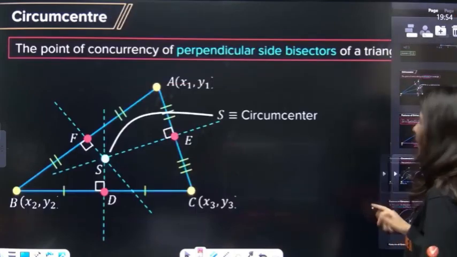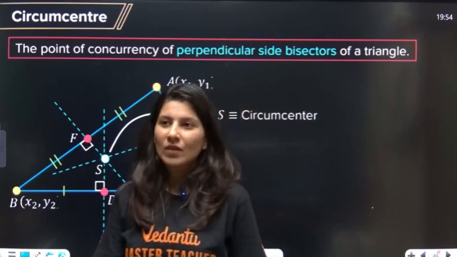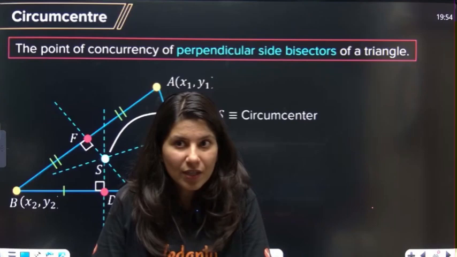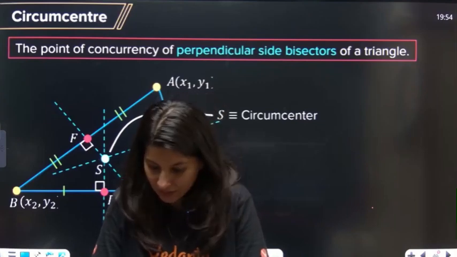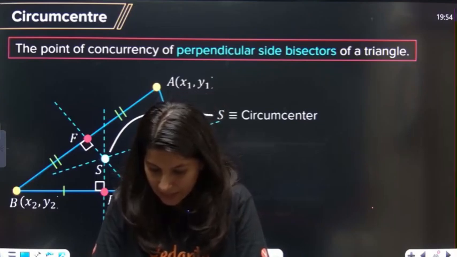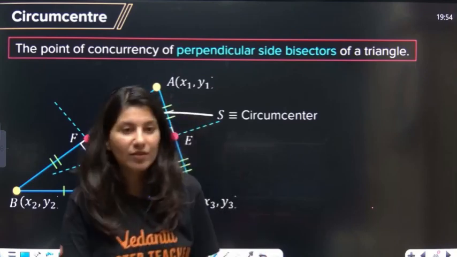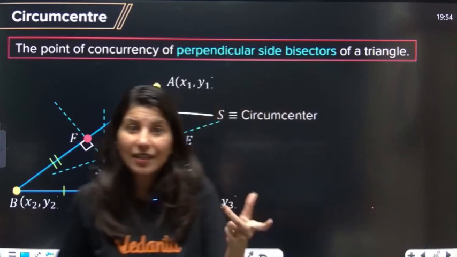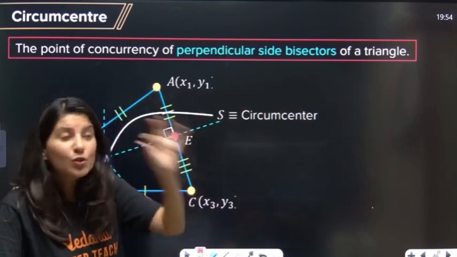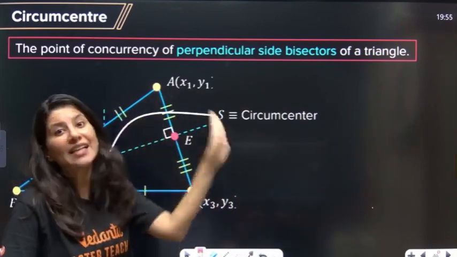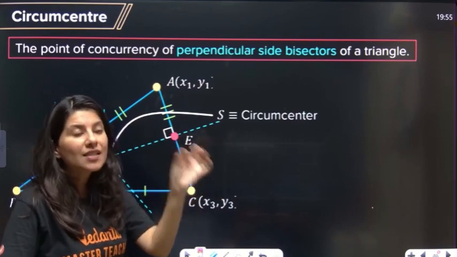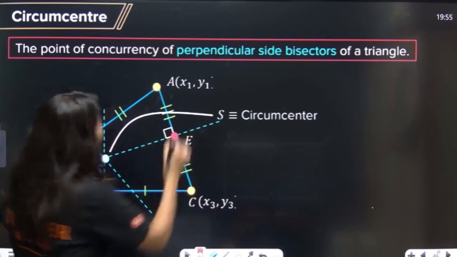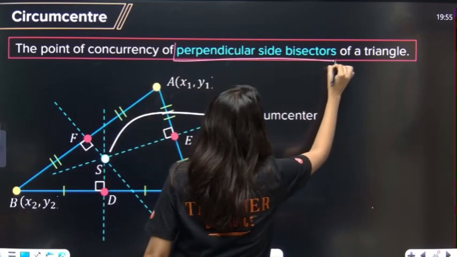Now the third, actually how many? So we are done with centroid, incenter, then orthocenter also done, then finally circumcenter. Circumcenter and orthocenter is something students get confused. You should be able to differentiate very clearly between circumcenter and orthocenter. So circumcenter is nothing but the point of concurrency of perpendicular side bisectors.